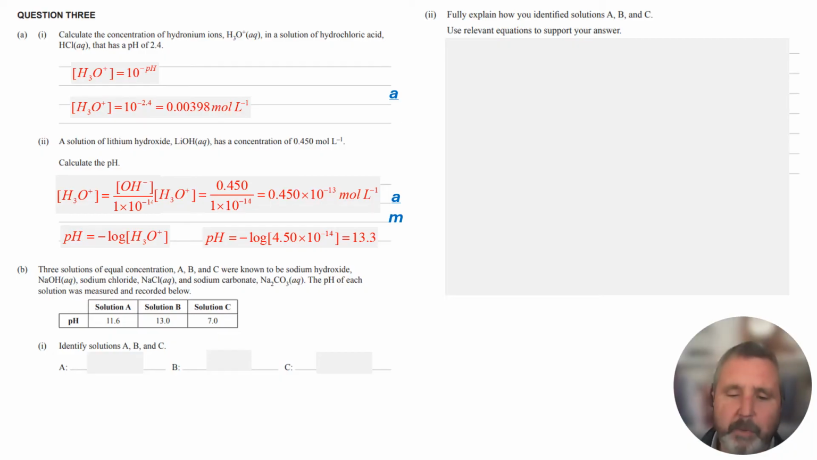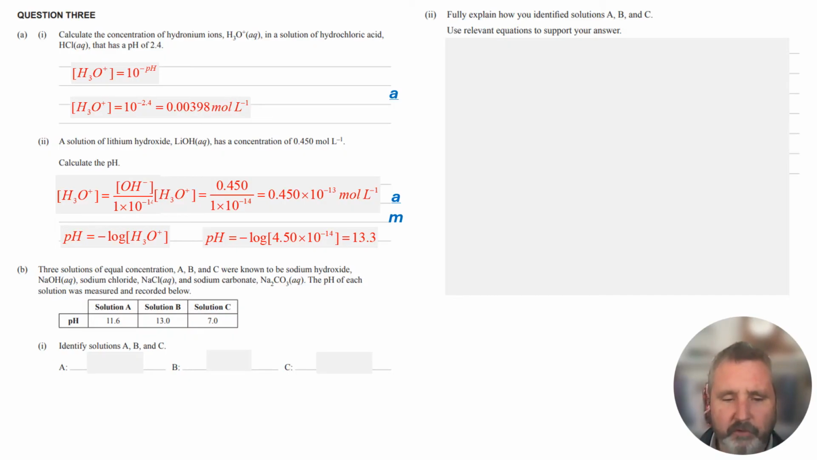If you got the second bit right but not the first one, you get achieved. If you get both, you get a merit. Okay, so the next part is 3 solutions of equal concentrations. Now this is important. They'll always say that these unknown concentrations are equal because we need to talk about how they are different, and we need to keep that bit the same.